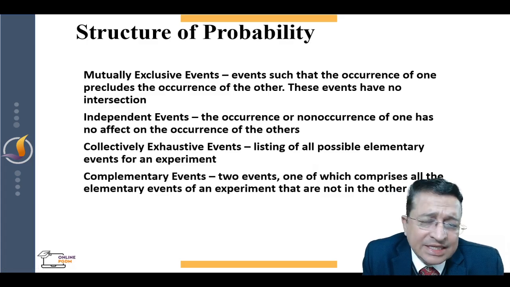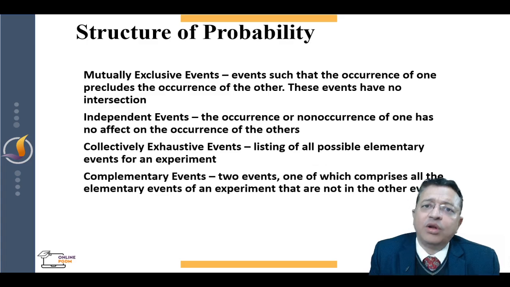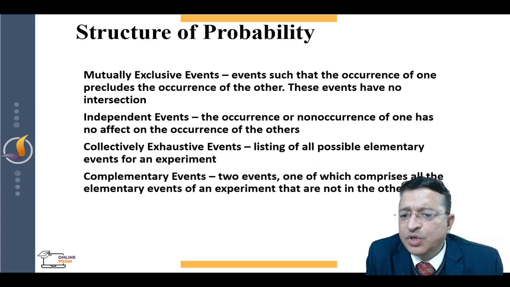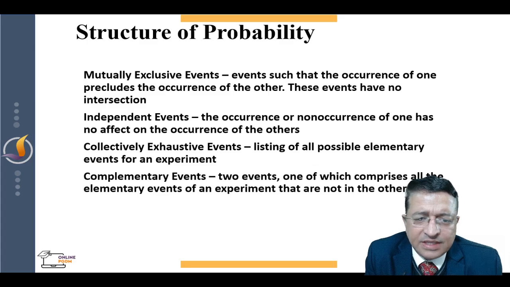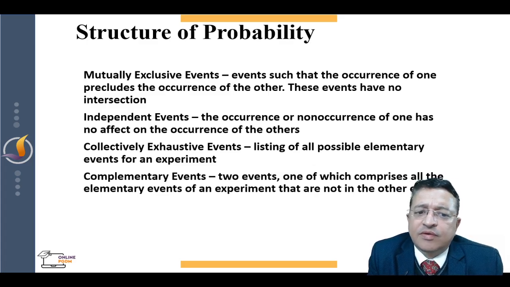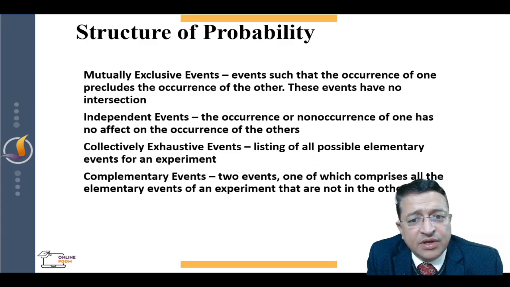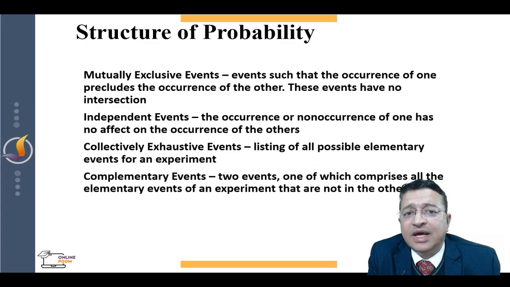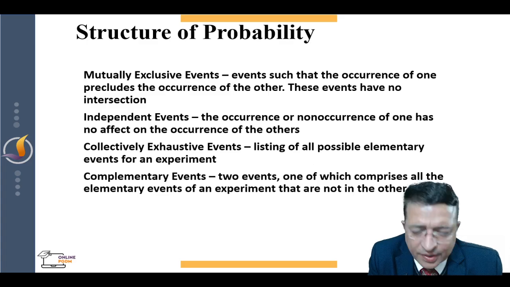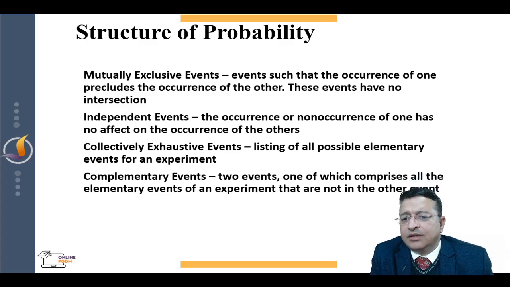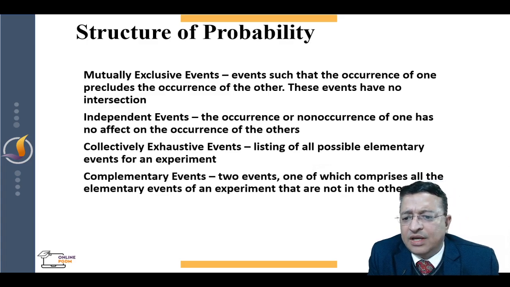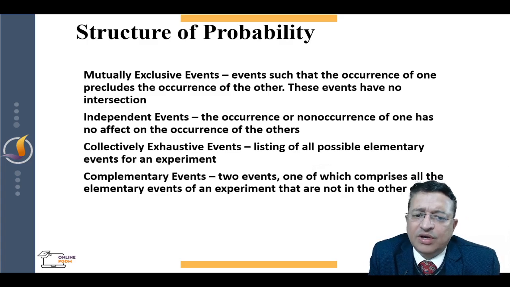One concept we have already seen: equally likely, when all the events have equal chances of happening. Another one is mutually exclusive events. These are events where the occurrence of one precludes the occurrence of the other. These events have no intersection. Once one event has happened, there is no chance for the other. Nothing overlapping: mutually exclusive. Then independent events: the occurrence or non-occurrence of one has no effect on the occurrence of the other.